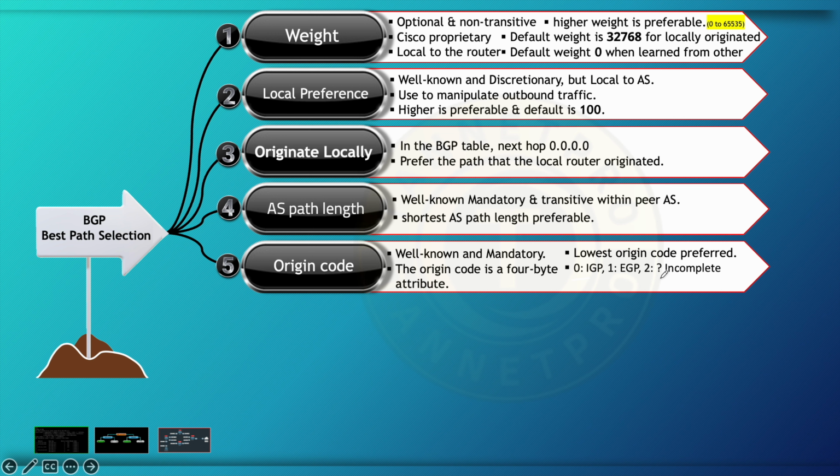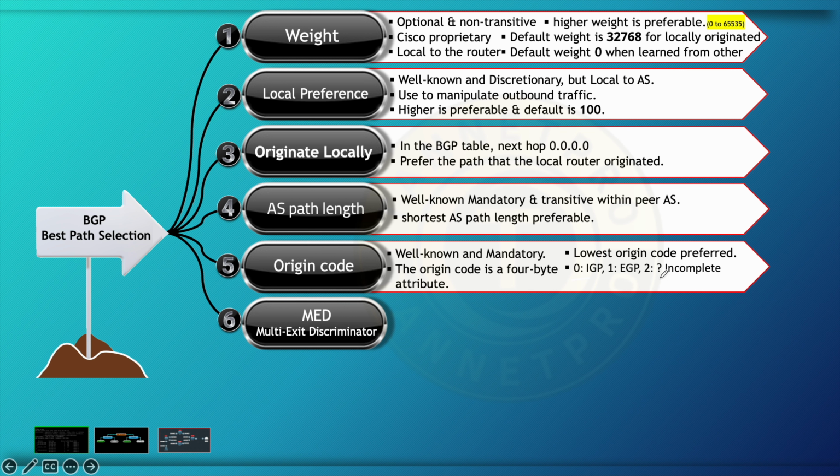Hope you understand. The origin code is 4 byte, you can ignore that for this part. Don't go with all these values. Just understand the origin code is the code to understand from where the route is generated. Where is its origin, right? Okay, so let's go to the next attribute, that is the MED, multi-exit discriminator.